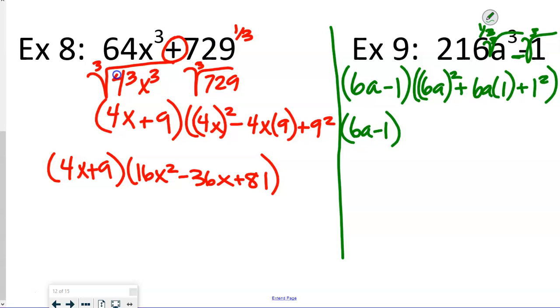6 times 6 is 36. A times a is a squared. So this is 36a squared. 1 times anything is itself. And 1 squared is 1. So that is the factorization of 216a to the third minus 1.